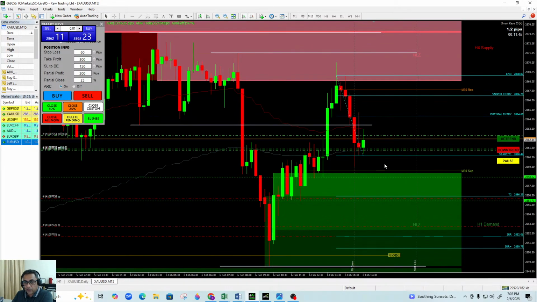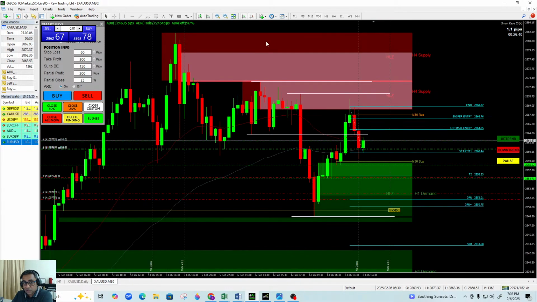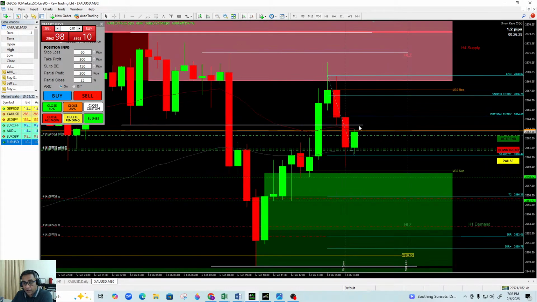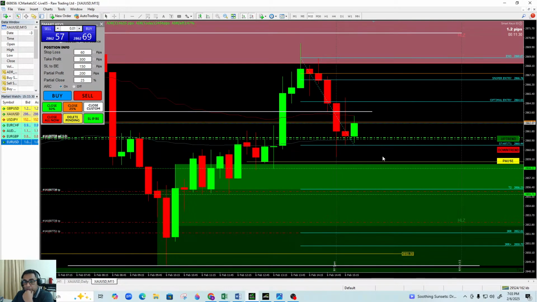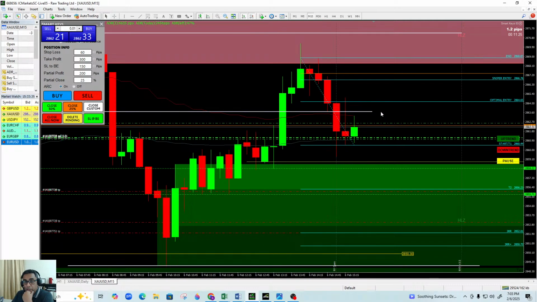That's the idea. Now, if a 30-minute candle closes above, or maybe a 15-minute candle closes above the Asian high again, the Asian low, then I might look to manage risk. All right? I might look to manage, but I need to see confirmation.